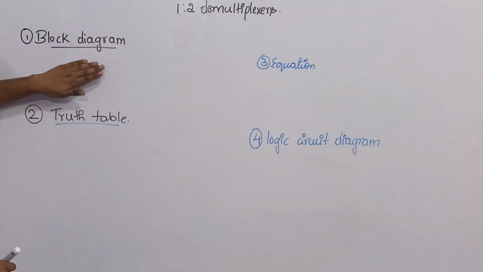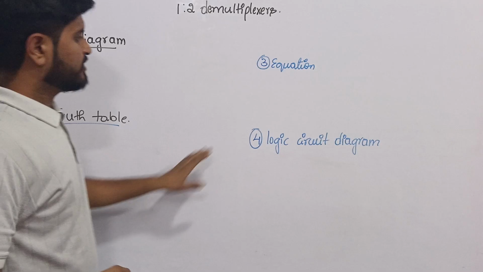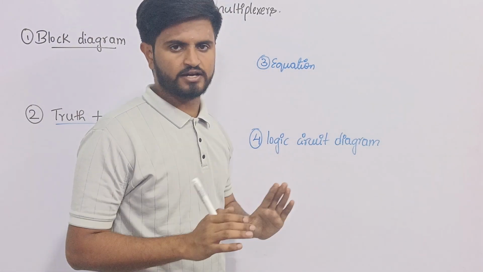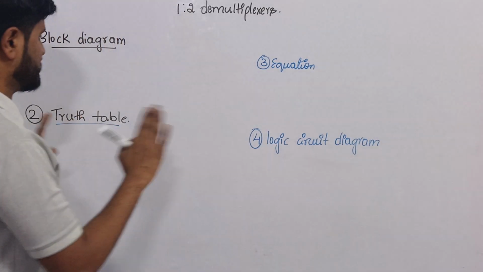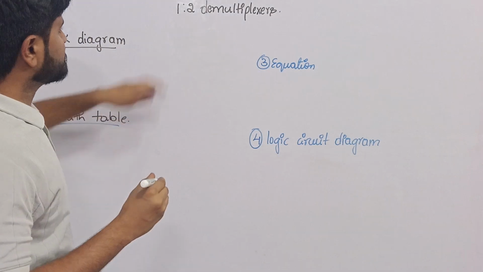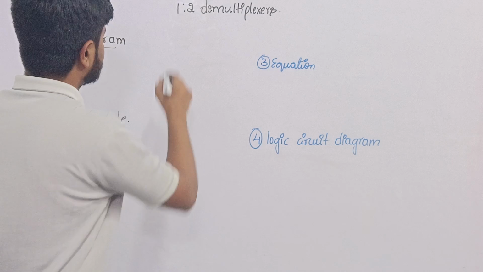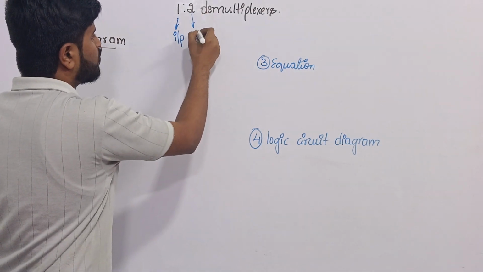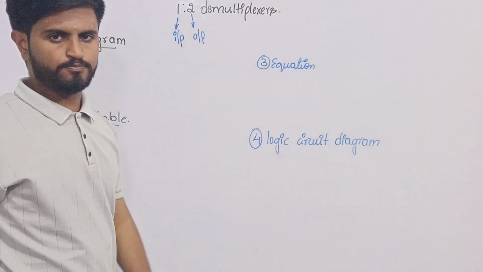Now let's write the block diagram, truth table, characteristic equation of the output and the logic circuit diagram for the 1:2 demultiplexer. As the name suggests, 1:2, that is, there will be only one input and two outputs in this demultiplexer.